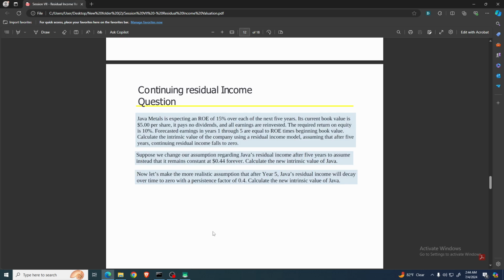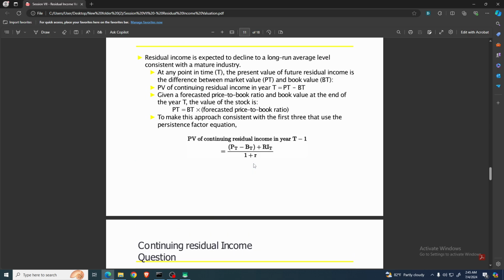So now the second step is going to be what? Second step is to discount this residual income to present value, right? So if we were to discount this, then that should be done with R as 10%. So what we need to do is calculate the present value of residual income for all of the years, right? So let's do that quickly too. Again, remember, first one is calculate the intrinsic value of the company using residual income model, assuming that after 5 years, continuing residual income falls to zero, right?